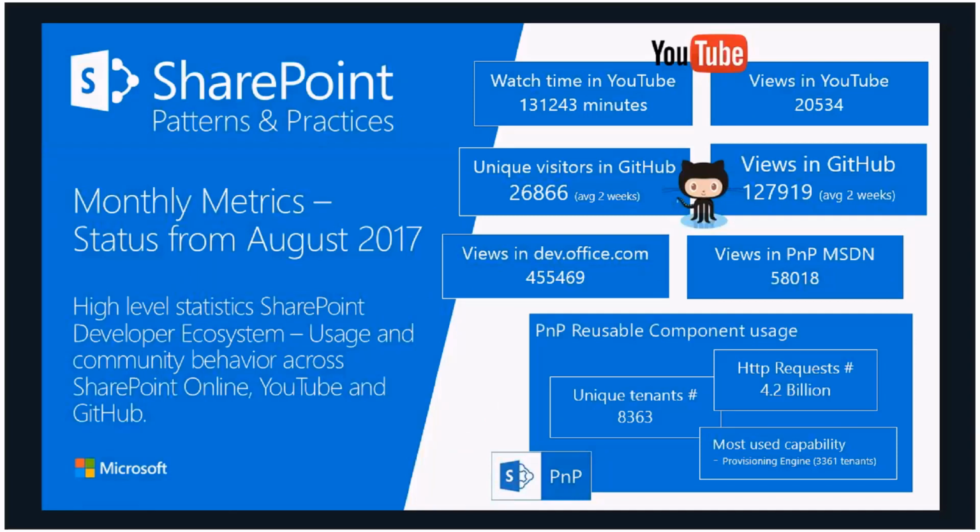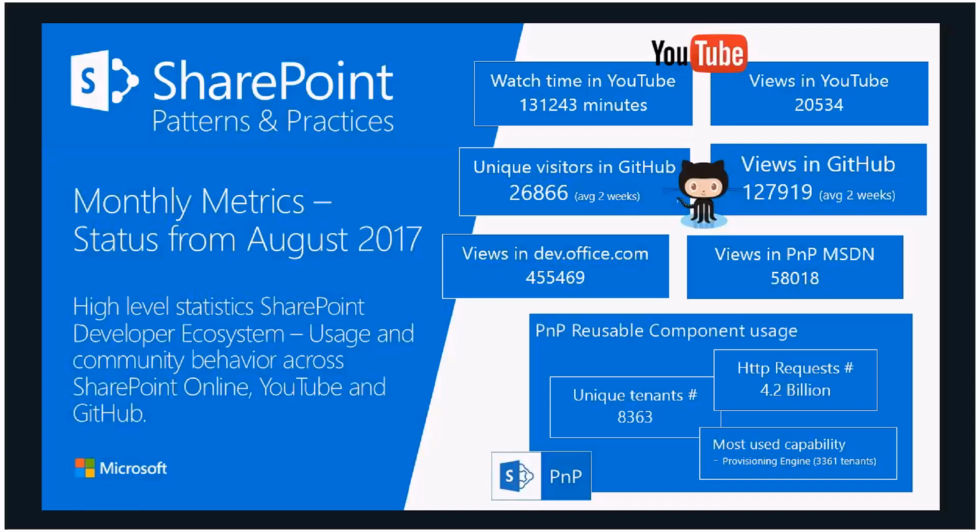We had 26,000 unique visitors in GitHub across all of the SharePoint GitHub organization, so all of the repositories around SharePoint Framework and all of the PnP repos as well. In dev.office.com, we had 455,000 views around the SharePoint development pages and guidance, which is a pretty significant number. But that's also because a lot of the old MSDN guidance around add-ins and the REST APIs and CSOM API usage is now relocated into dev.office.com.